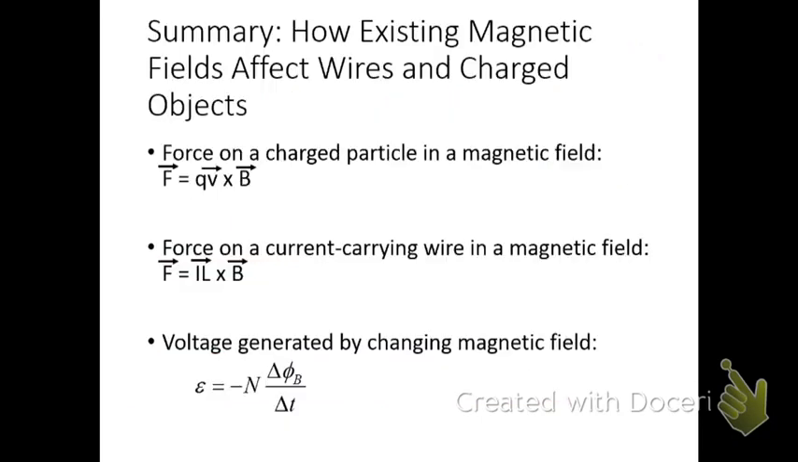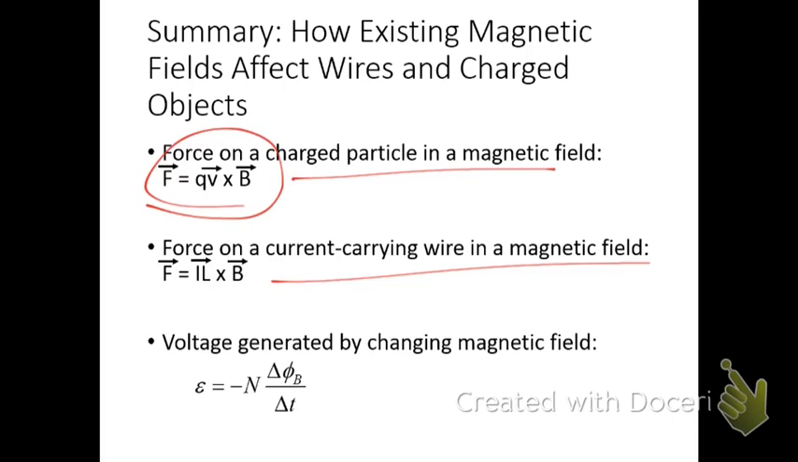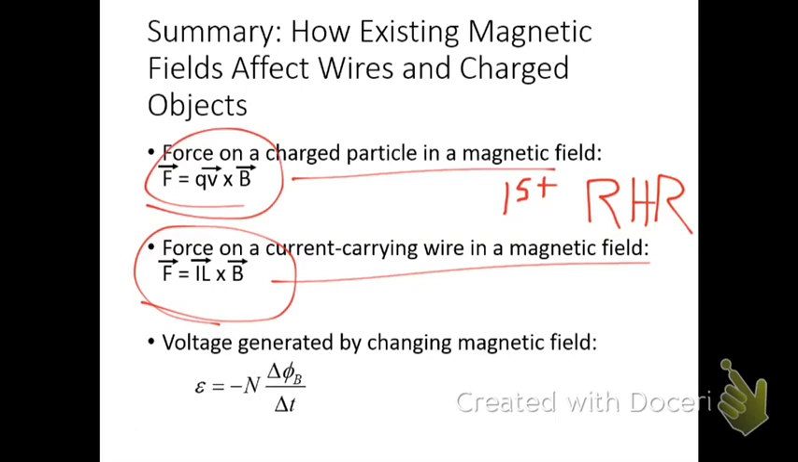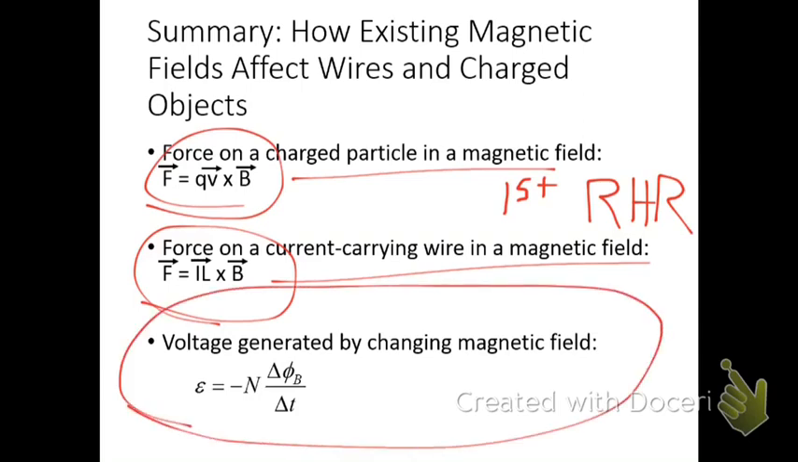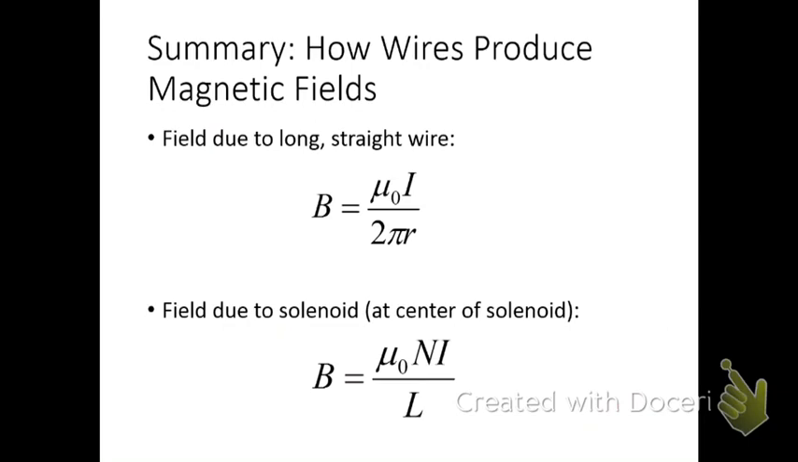So in summary, magnetic fields can affect wires and charged objects. If it's just a charged particle moving through a magnetic field, F equals qv cross B. If it's just a wire and it's going through a magnetic field created from somewhere else, F equals IL cross B. Both of these things use the first right-hand rule. You can also generate a voltage by a changing magnetic field through Faraday's law.